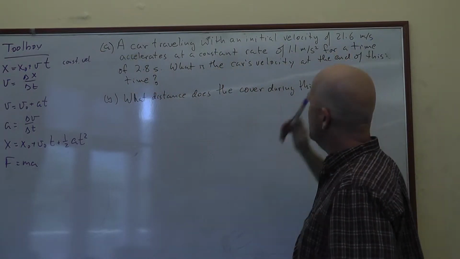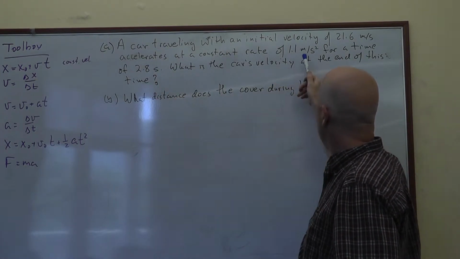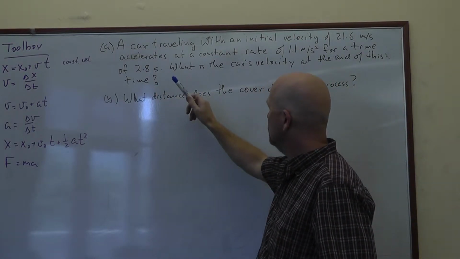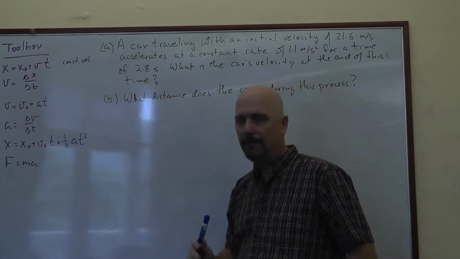All right, the problem that we're facing is this one here: a car traveling with an initial velocity of 21.6 meters per second accelerates at a constant rate of 1.1 meters per second squared for a time of 2.8 seconds. What is the car's velocity at the end of that time?